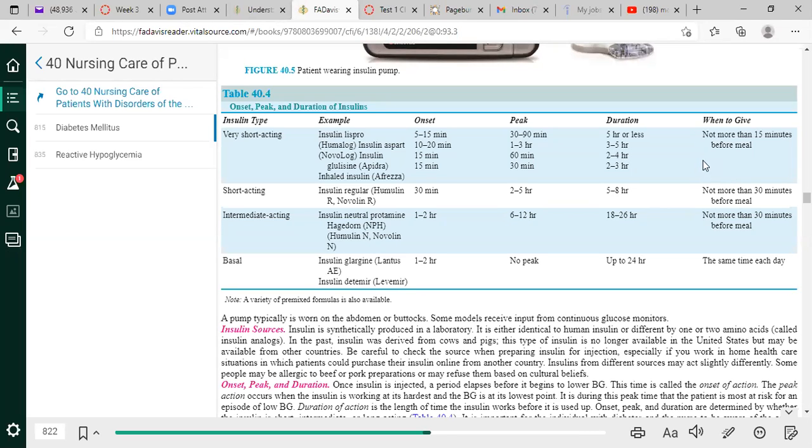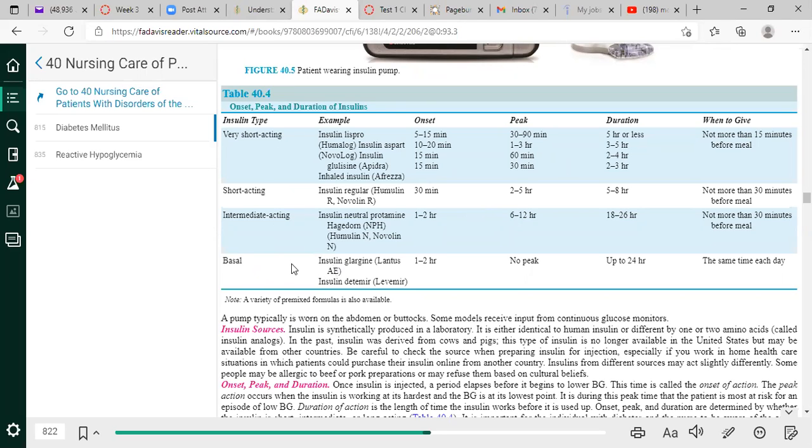And it tells you, with these two, when to give: not more than 15 minutes before a meal. Not more than 15 minutes before a meal. And then you have the intermediate acting, which takes a little longer to kick in and peak than the very short and short acting. You also have the basal acting. This is considered the long acting insulin.